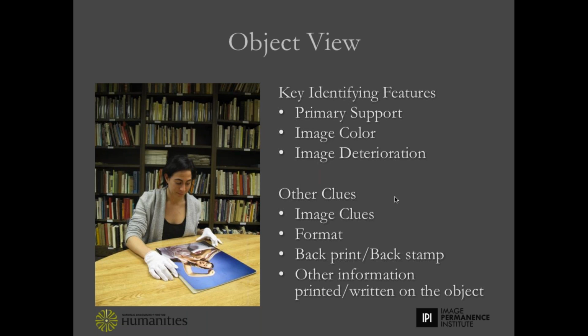So in review of the object view, the key identifying features in the object view are the type of primary support, the image color or tone, and if there's any specific image deterioration present. Remember, when looking for image color, use daylight balanced light source and always look at the midtones and shadows. Other clues that may help you to narrow down a date or contextualize the object are clues within the subject matter of the image, the format, and if there's anything written or printed on the object, like a back print or stamp, a date, a name, or studio information.